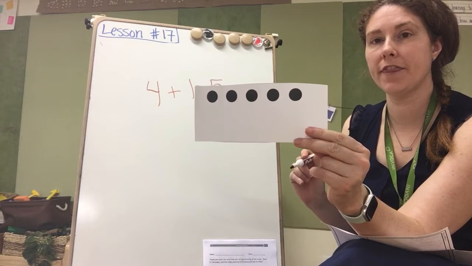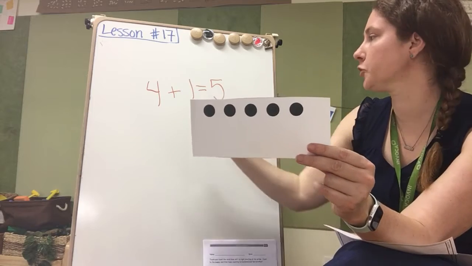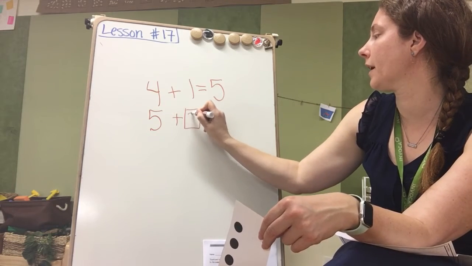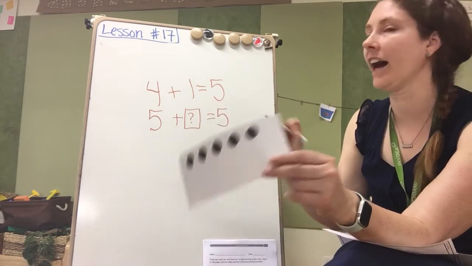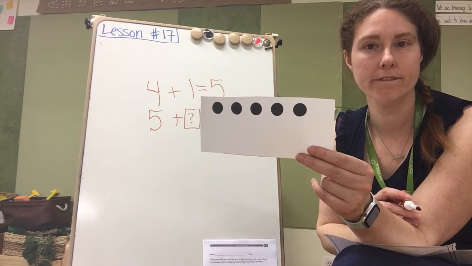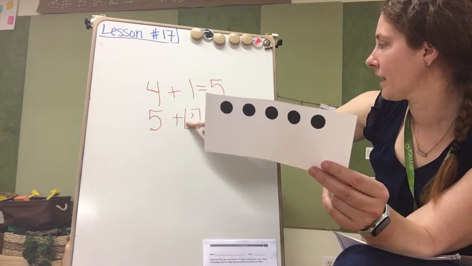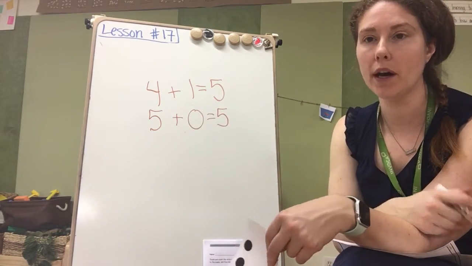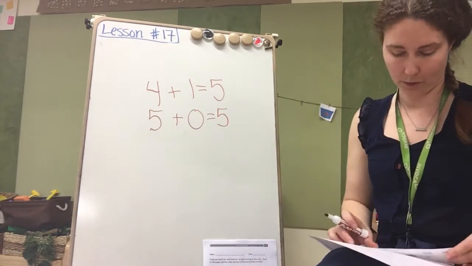Look, think, how many do you see? 5. Awesome. Now this is a trick one, and let's do our math problem first. So 5 plus the mystery number equals 5. So let's look at it again. How many more dots are needed to make 5? Who's got it? Yes, 0 more. That's the trick one, right? There's already 5. You don't need to add any more. 5 plus 0 equals 5. Okay, let's keep going with a couple more.